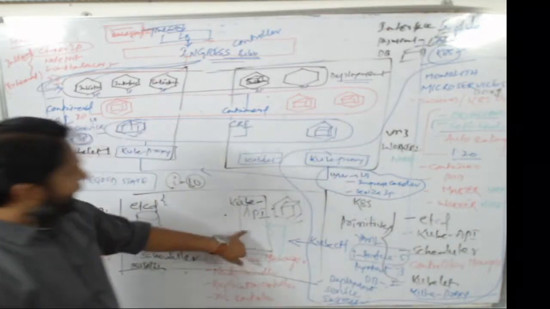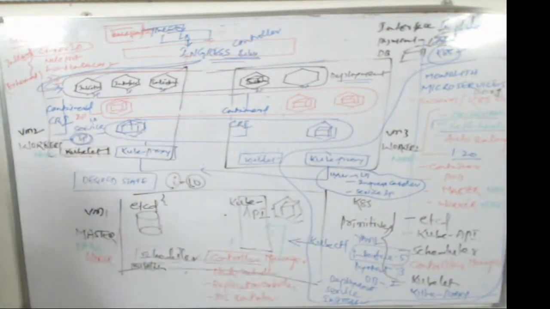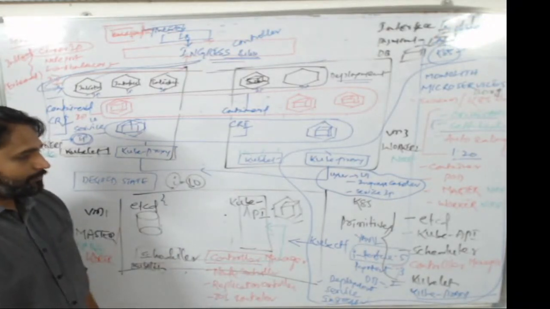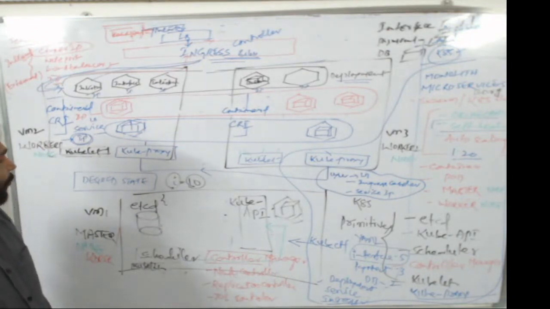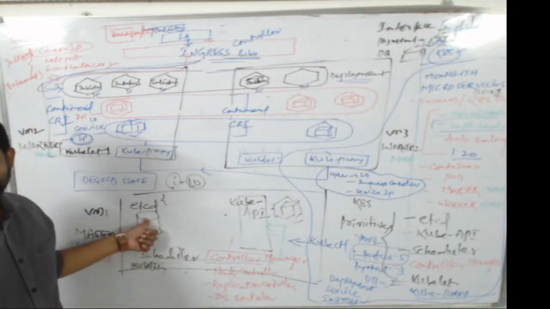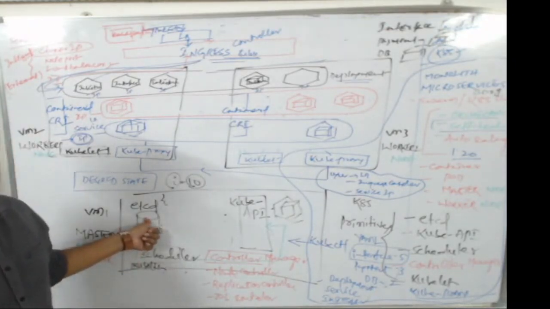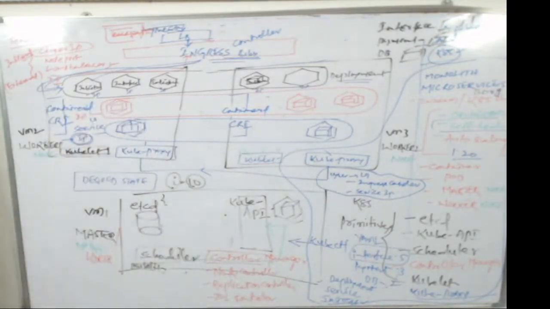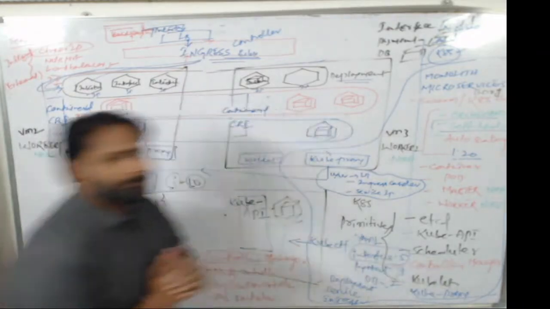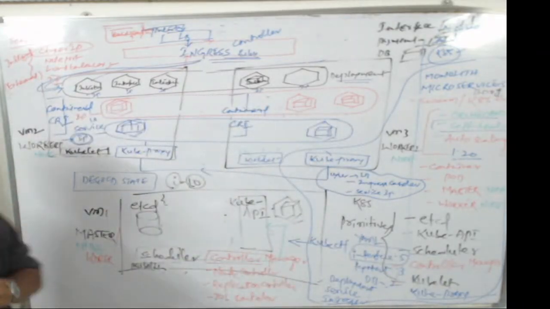Then kube API, that's the gatekeeper, the handler. Kube API is the gatekeeper. And the gatekeeper to what? What is it protecting? The database. This is the gatekeeper to the database. It's protecting the database. The third primitive is scheduler. The scheduler schedules the pods.